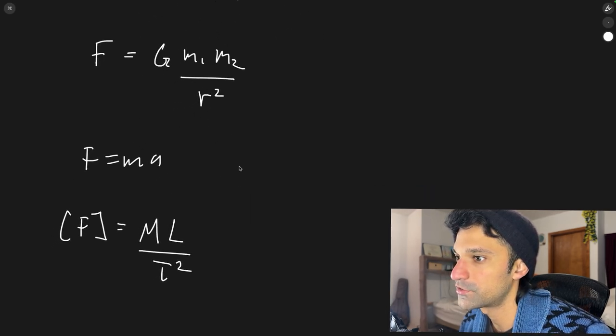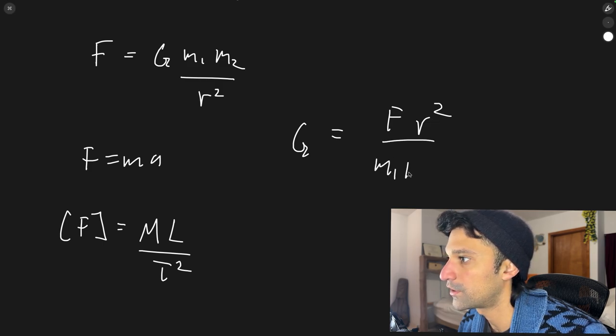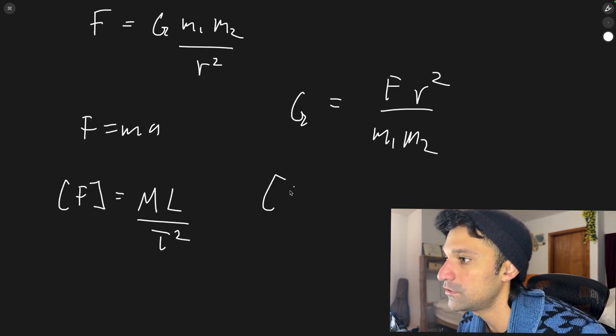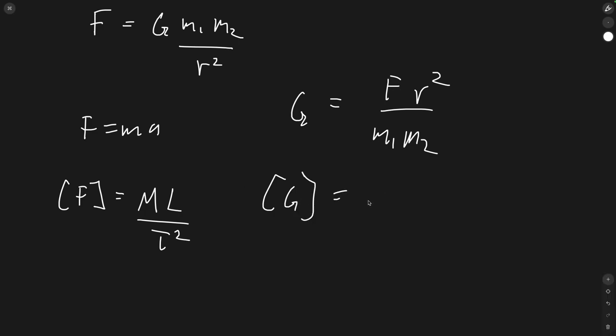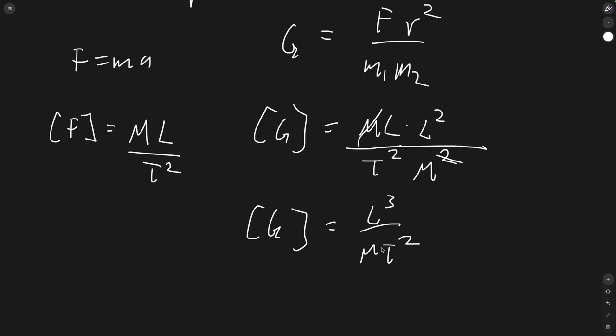So what we'll do now is we'll rearrange this equation, right? So I'll say G is F r squared over m1 times m2. Now, if we want the units of G, this is going to be m L over t squared, r squared, that's L squared, and then m squared, right? So it looks like the units of G is L cubed, one of these m's is gone, over m t squared. Okay? L cubed over m t squared. Okay. Now, let's do an example.